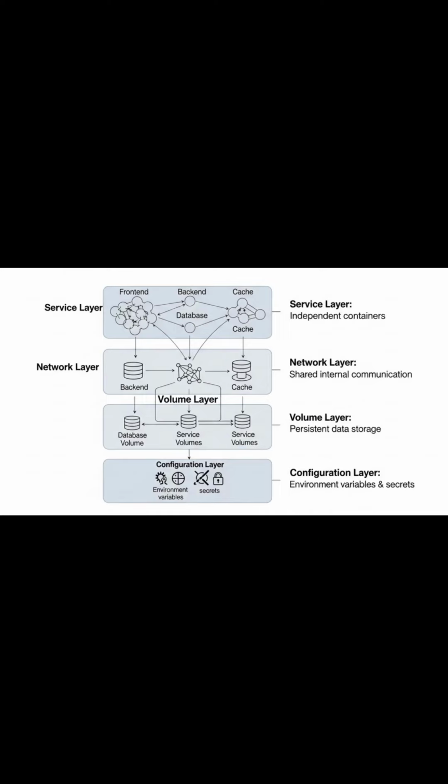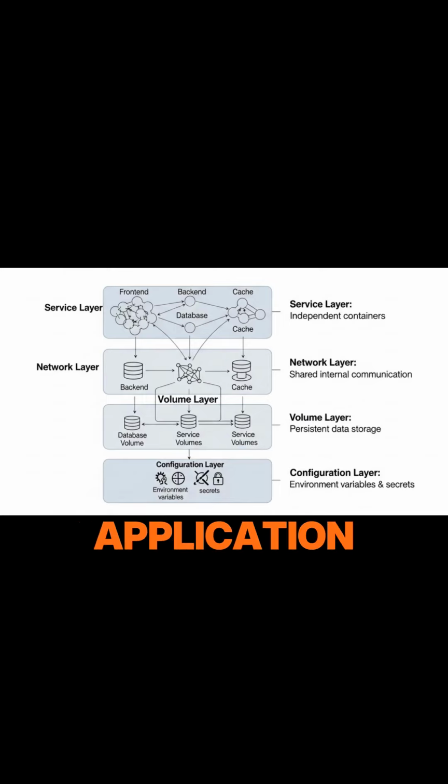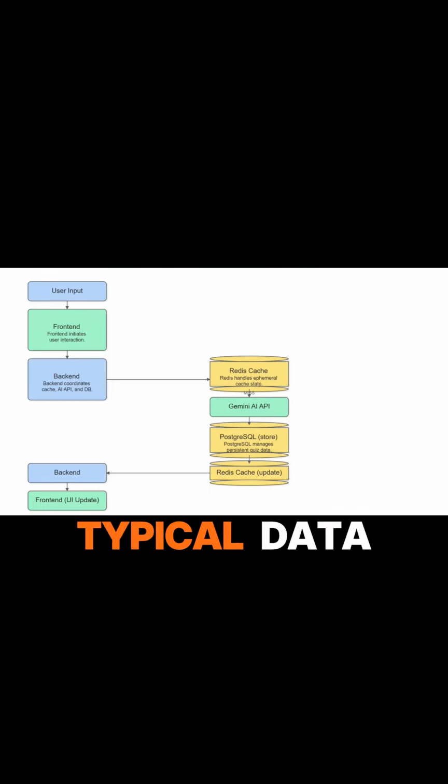The volume layer is critical for data persistence, ensuring your database data and application logs survive container restarts. Finally, the configuration layer handles environment variables and secrets, keeping sensitive information secure and out of your code. This layered approach is the foundation for scalable and maintainable AI applications. Let's trace a typical data flow through our AI quiz platform to understand how these services interact.